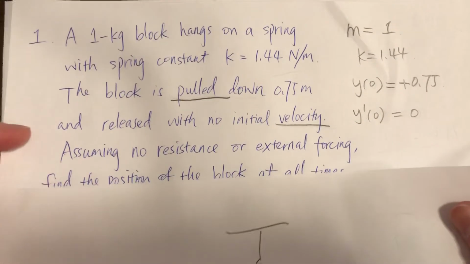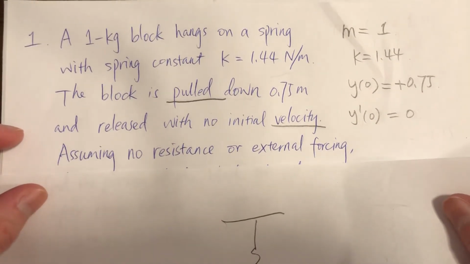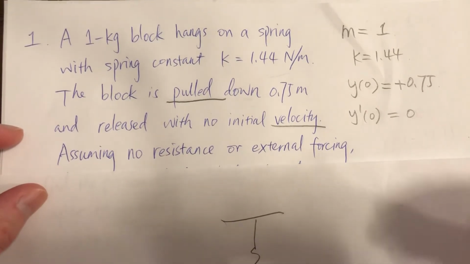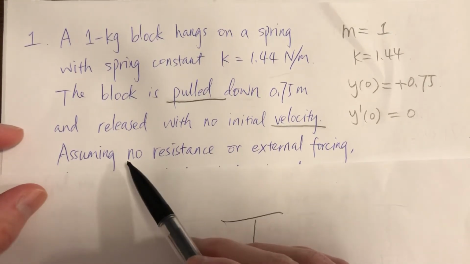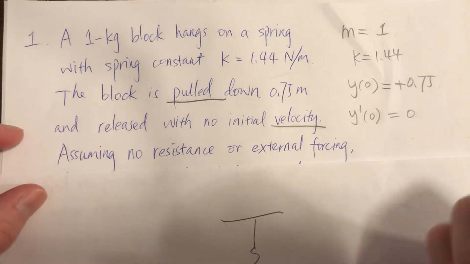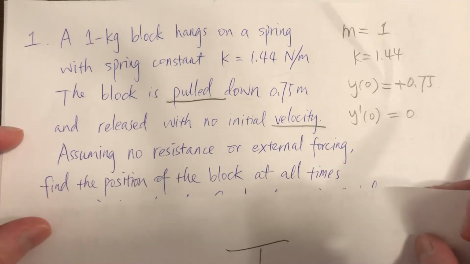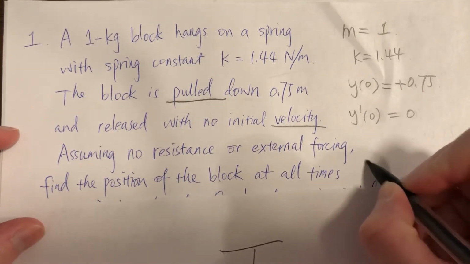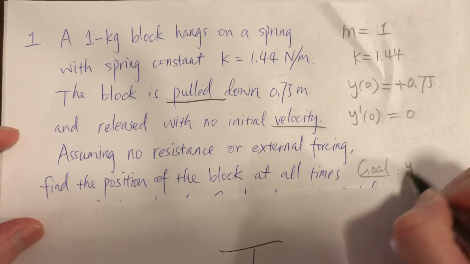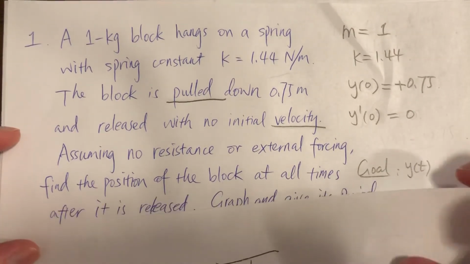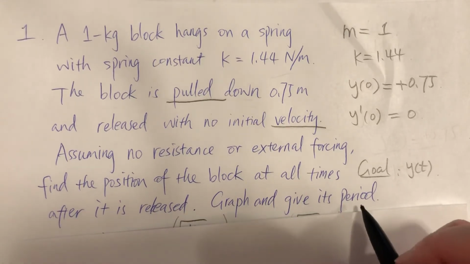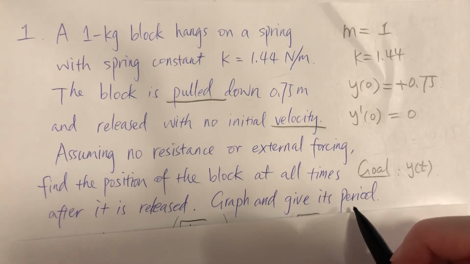And then the next line doesn't really say much. It just explains why it will oscillate forever, because usually we expect the spring to eventually stop. But if you make this theoretical assumption, then it will oscillate up and down forever. And then we want to find the position at all times. So the goal is to find y of t. And then we also want to do a graph and compute the period, because the period doesn't have to be 2 pi.